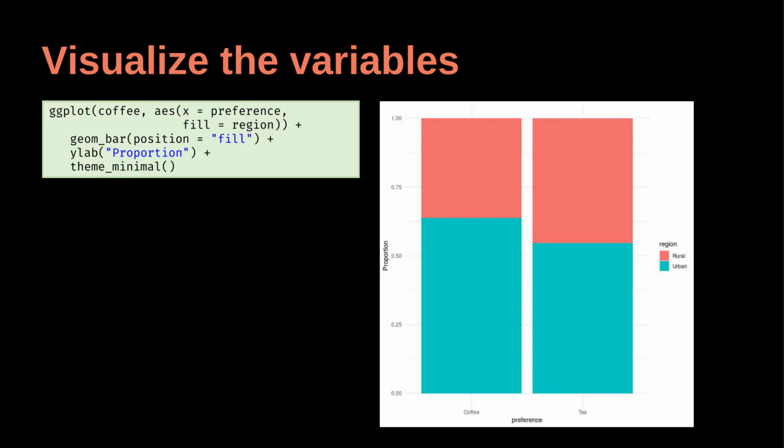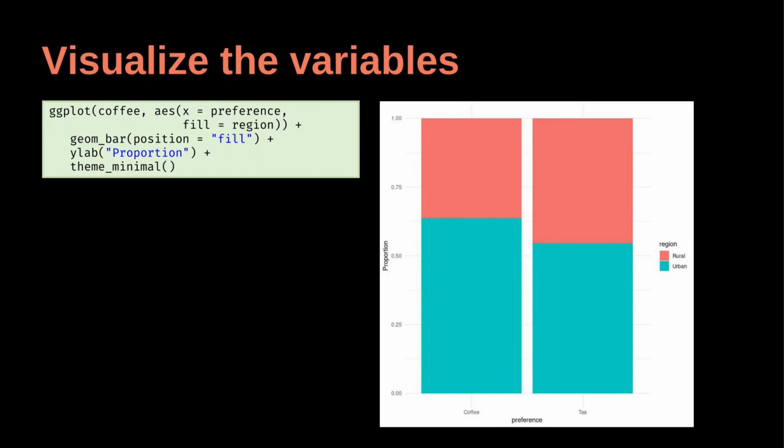To plot the data, we'll be using the proportional stacked bar plot to compare proportions across regions. We'll use ggplot2 and set the x-axis as preference and the y-axis as region. Finally, we call geom_bar and set the position to fill. This creates a proportional stacked bar chart where each bar shows the breakdown of categories within each region, and the height of each section represents the proportion.